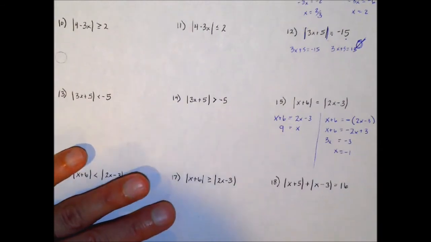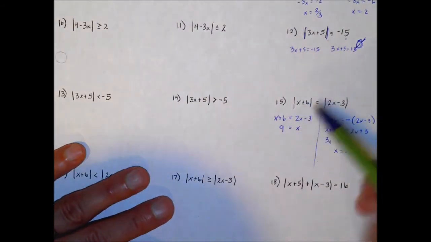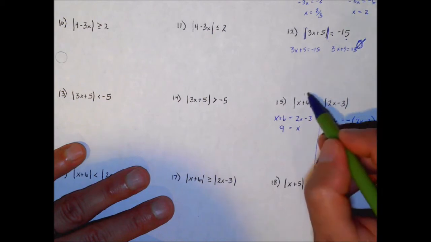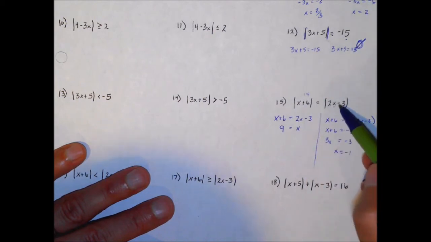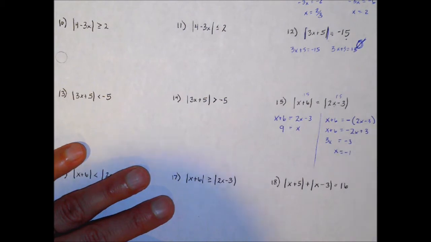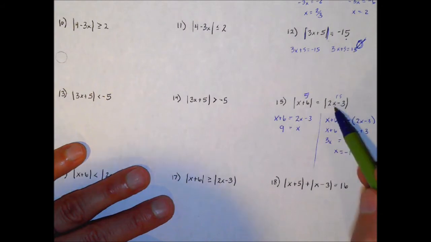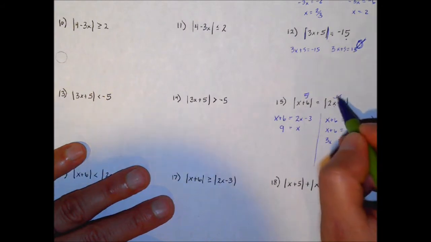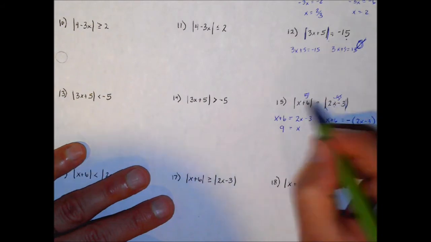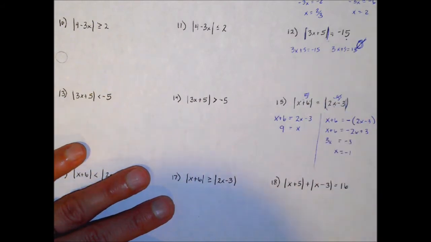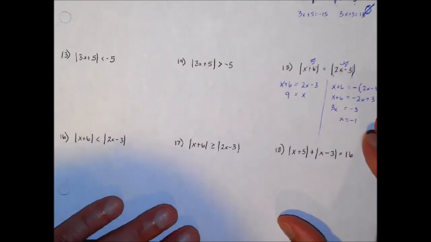Now, you can check to make sure. Plug in a 9. 6 plus 9 is 15. 18 minus 3 is 15, so 15 is equal to 15. Plug in a negative 1. Negative 1 plus 6 gives you 5. 2 times negative 1 gives you negative 2, minus 3 is negative 5, but the absolute value of negative 5 is also equal to 5, so both of those answers work there.